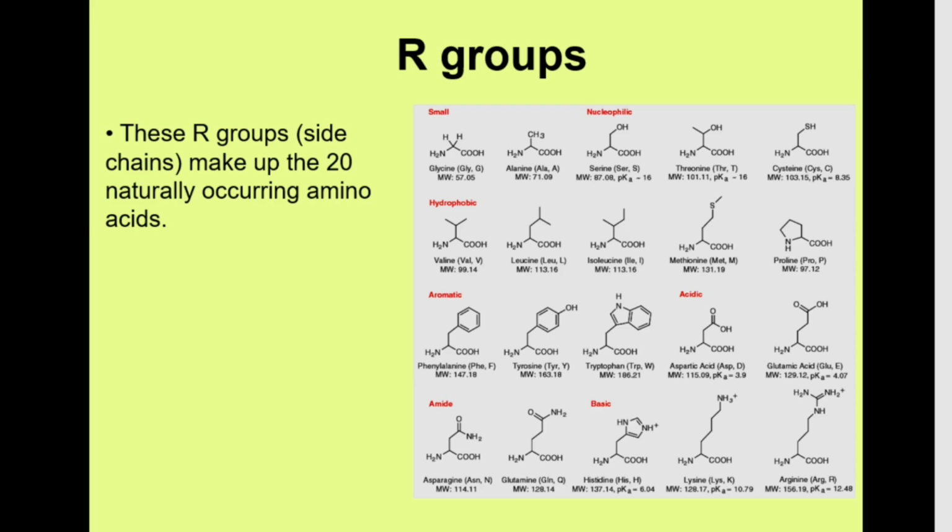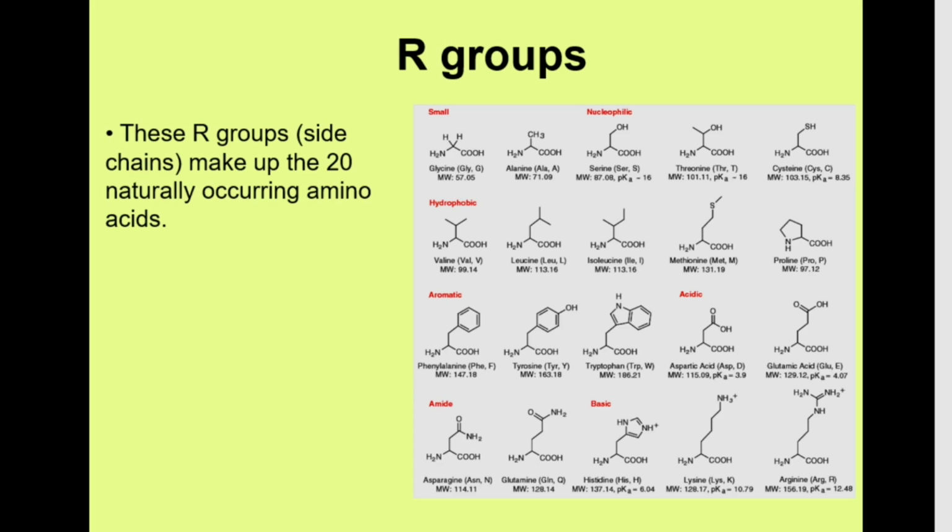So some will be hydrophobic, so they will not mix with water. Some will be hydrophilic, so they will happily mix with water. Some will be acidic, some will be basic. What we can see is we're going to get amino acids with very different properties, and that will become important later when we start forming the very, very complex three-dimensional shape of our proteins.